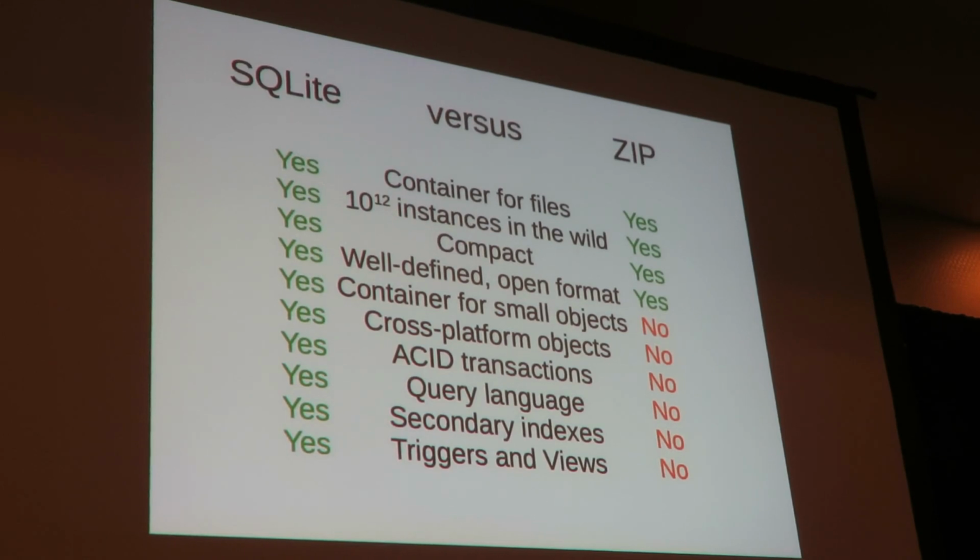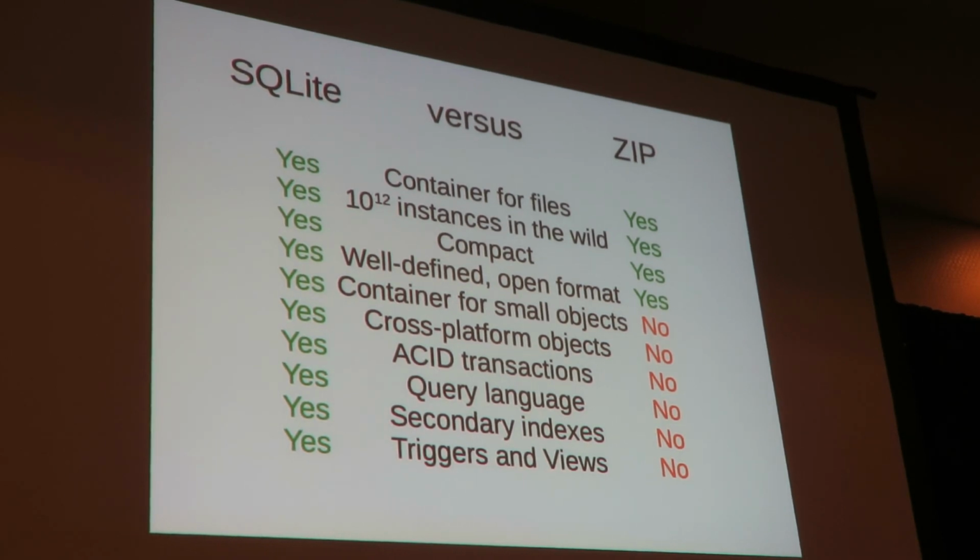You can try this out yourself. So think about SQLite versus zip. They both are containers for files. They both have trillions of instances in circulation. They're both very compact. They both have well-defined open formats. But if you go with SQLite, you have additional stuff. You've got a container for small objects, integers and stuff. Zip really only works for big files. I mean, you can do small things, but it doesn't do it efficiently. You've got cross-platform objects. If you put an integer into a zip archive, you have to do byte swapping when you read it back out. You've got ACID transactions, a query language, secondary indices, triggers, and views. You've got all this extra stuff in your SQLite container that you don't have in your zip archive.